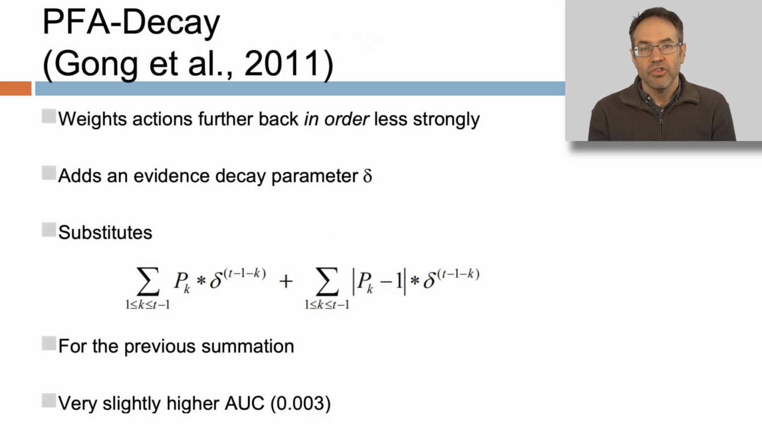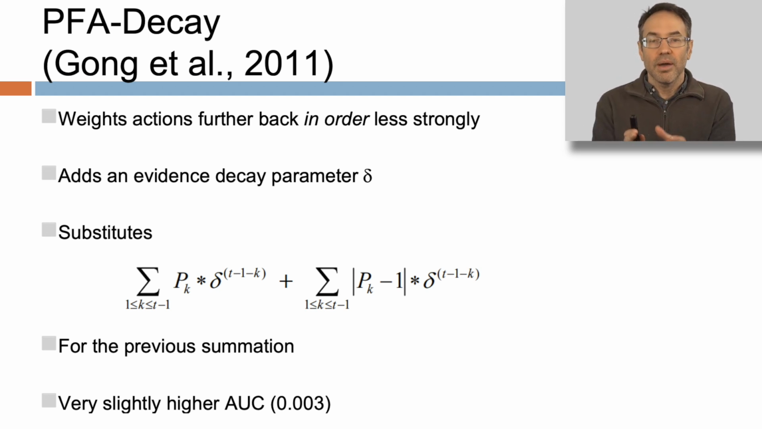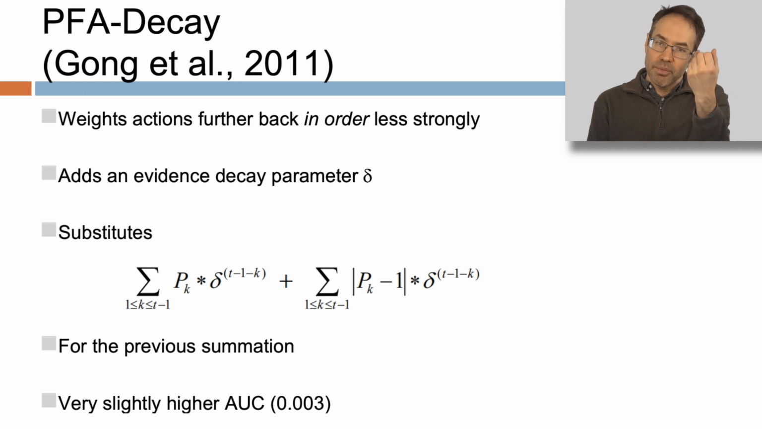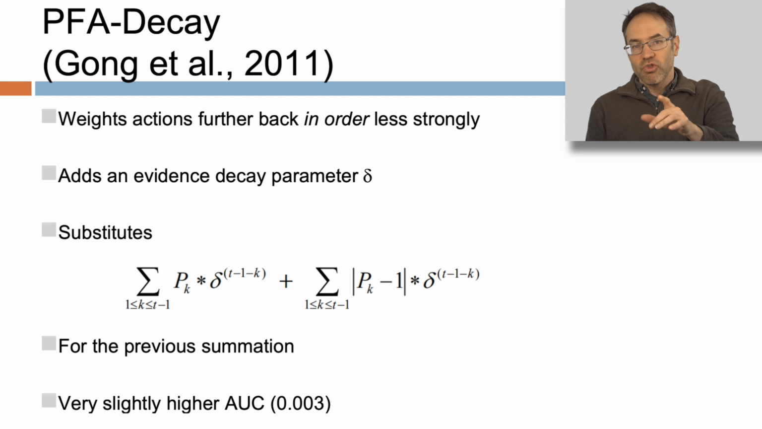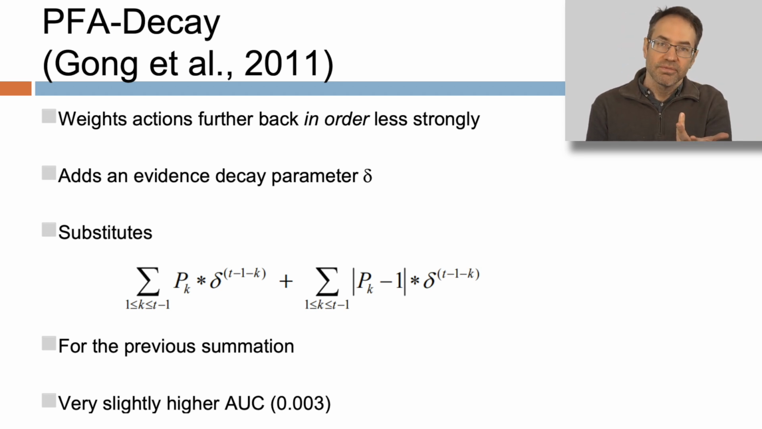An early major extension to PFA was PFA decay by Yue Gong and her colleagues. PFA decay weights actions further back in order less strongly, and it adds an evidence decay parameter, sigma, substituting an equation that uses that evidence decay for the previous summation. Is it any better? Not really. Historically important, people don't use it today.